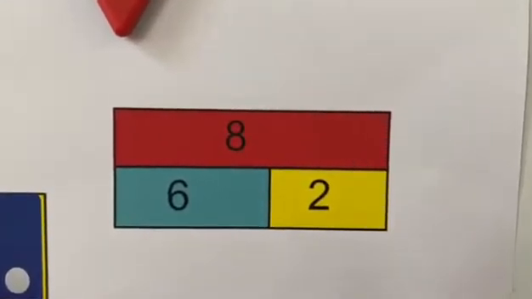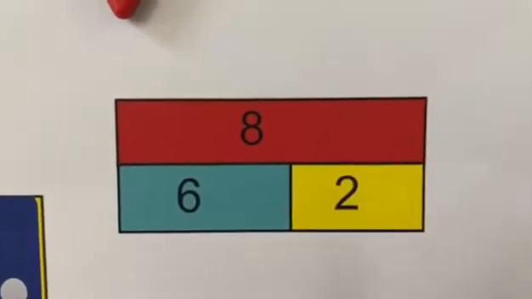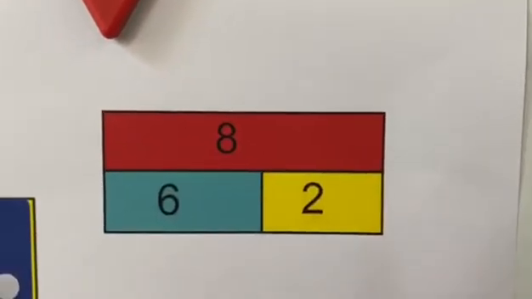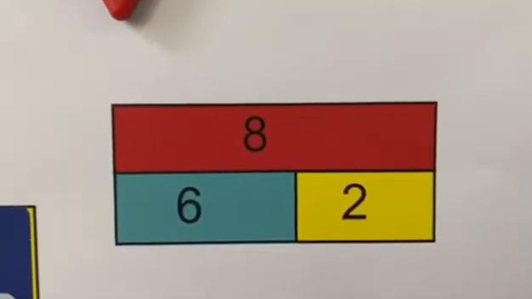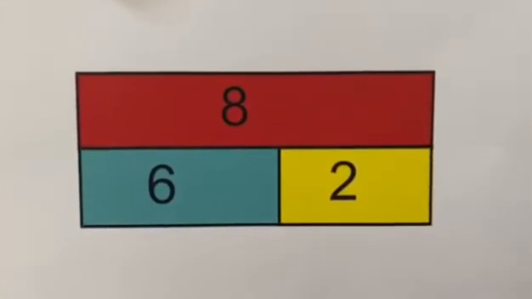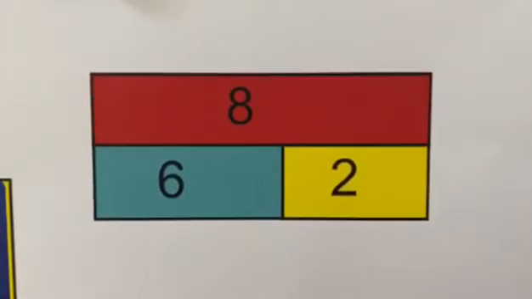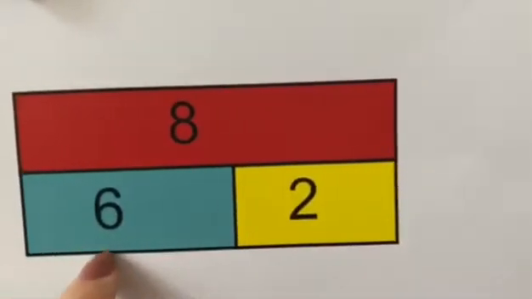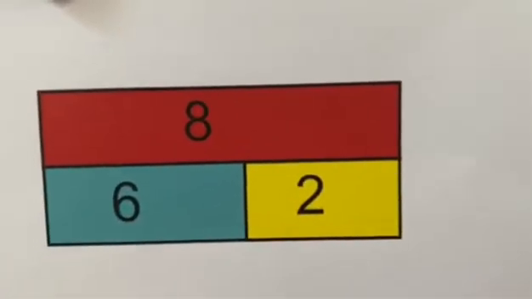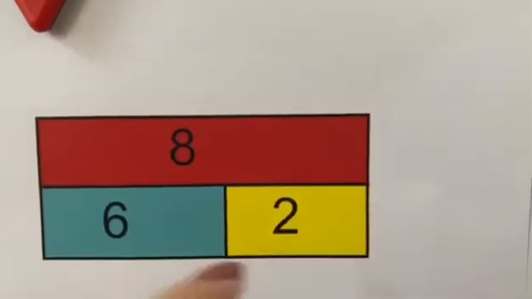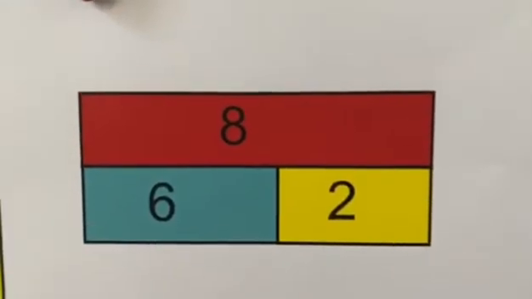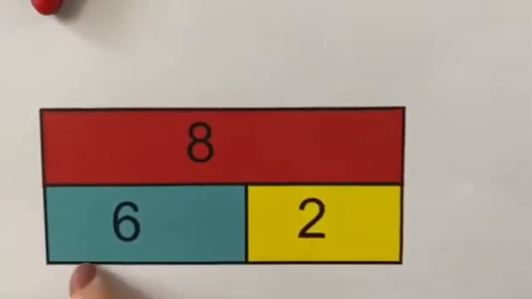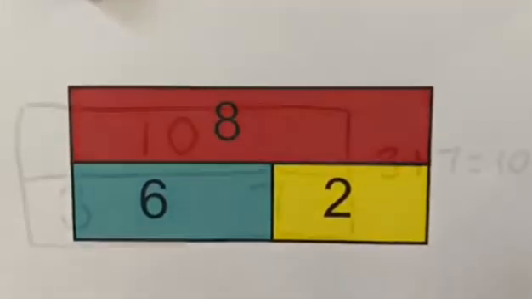It's very similar to the part-part whole model because I've got 8 at the top, that's my top bar, and it's a whole bar because that's my whole, that's my total, and it is split into two parts again, 6 and 2. The only difference between this and the part-part whole model is that this bar that shows me 6 is slightly bigger than this bar, which shows me 2. And that's because 6 is a larger number than 2, so it takes up a larger part of my bar.